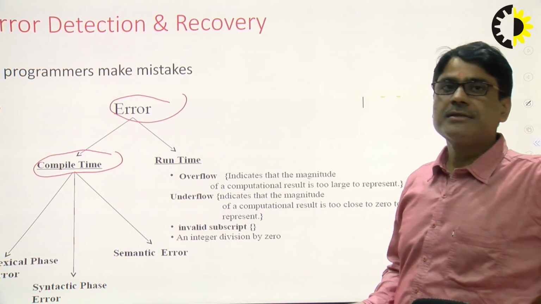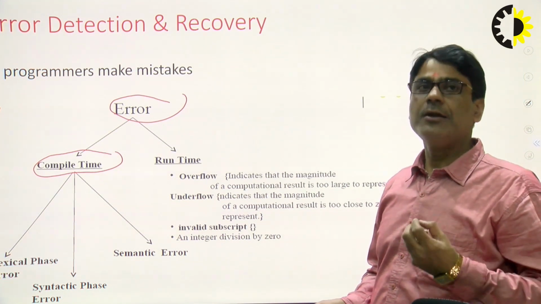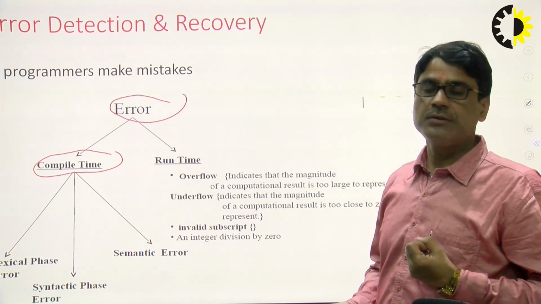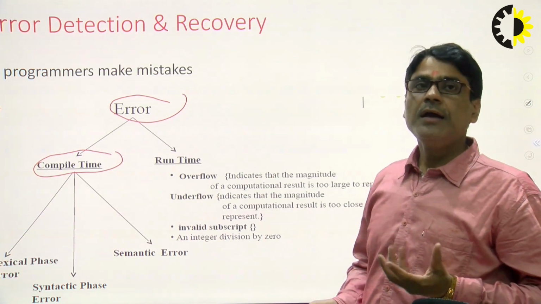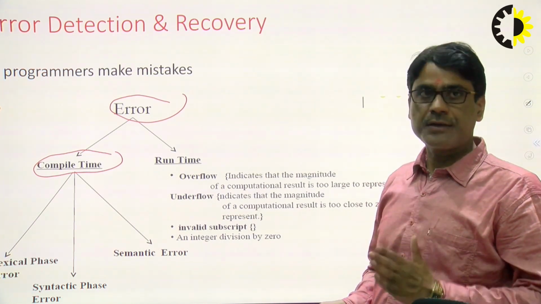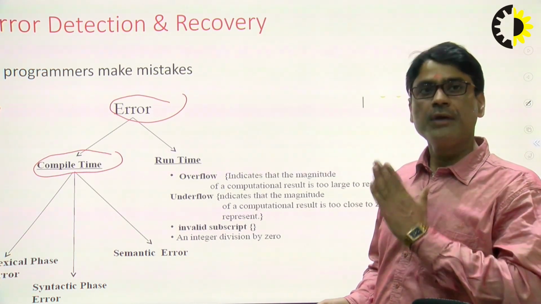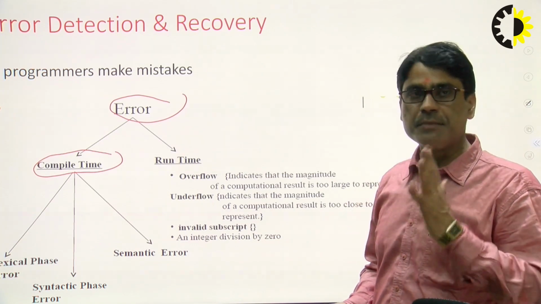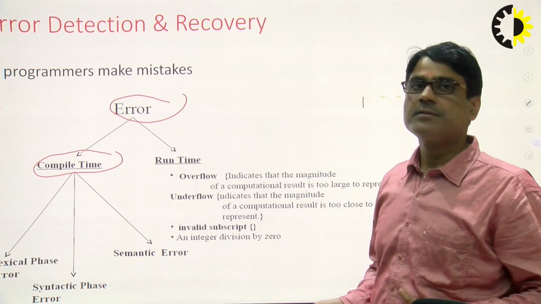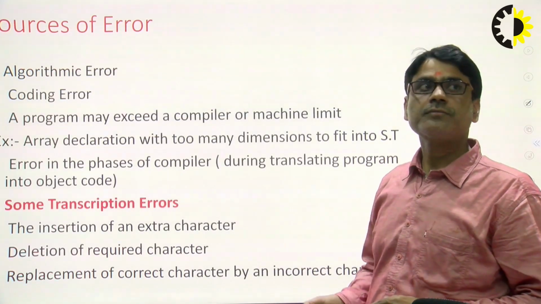So we will discuss how to find out which kind of error is generated during a particular code execution, and how we will correct those errors. Firstly, we have to detect errors, then we have to correct them using some means and ways. All of these things will be discussed in this topic.